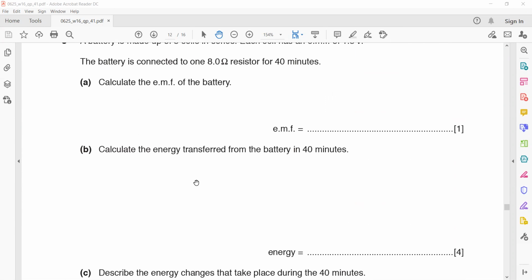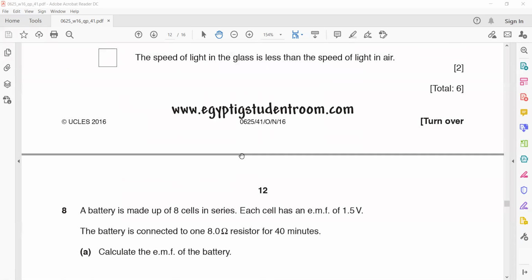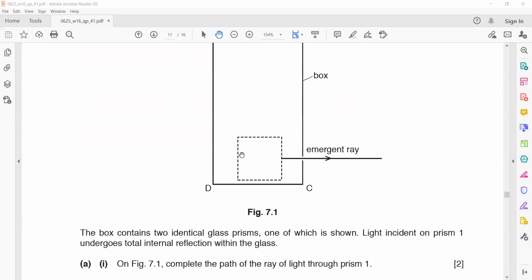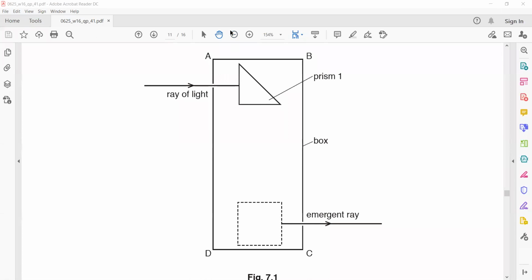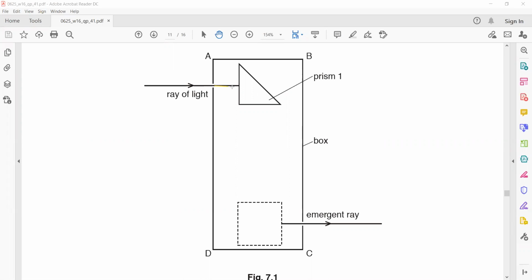Question 8. Light passes along the normal if the angle of incidence is 0. As you can see here, when I draw the normal, if the incident ray is in the same direction as the normal, or when the angle of incidence is 0, at that time the angle of refraction will also be 0, and the light will only change speed, but it does not change direction.